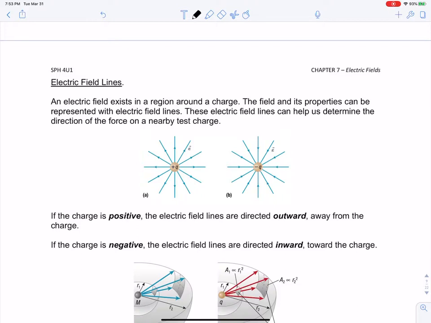The field and its properties can be represented with electric field lines. They can help us determine the direction of the force on a nearby test charge. If the charge is positive, then the electric field lines are directed outward, away from the charge. If the charge is negative, the electric field lines are directed inward. So positive outward, negative inward. Good.